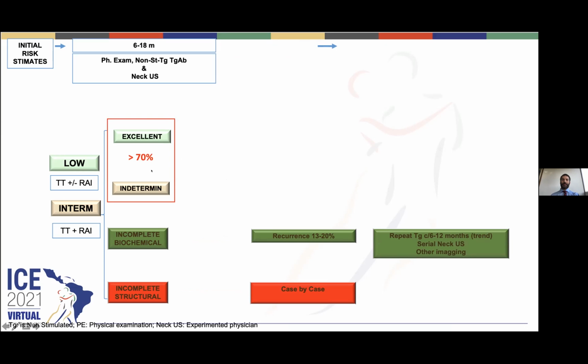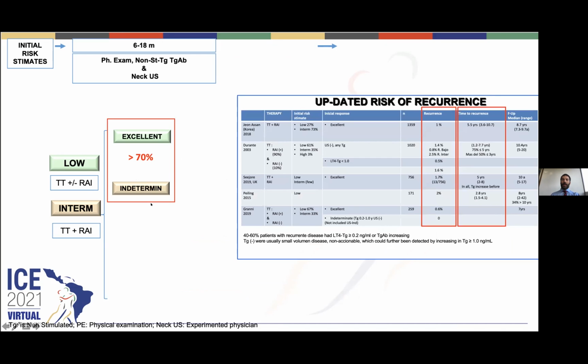When we are dealing with the patient with excellent or indeterminate response to therapy, in both cases, if they started being low or intermediate risk, we have to use this information to know how to follow them. As I said before, the risk of recurrence is very low, less than 2%. And if the recurrence happens, it usually is before the 5 years, and very rarely after that, but usually before the 10 years.